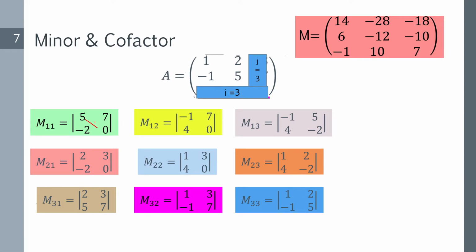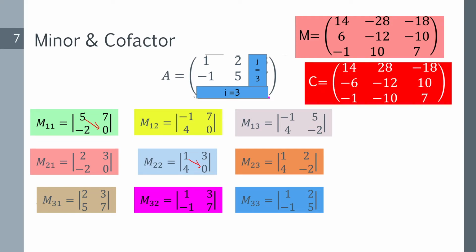So 5 times 0 is 0, minus 7 times negative 2 is 14. So this is the value of this determinant. Okay, so let us try another one. Let's say this one, M22. 1 times 0 is 0, minus 3 times 4 is negative 12. So this is how you get the minor.